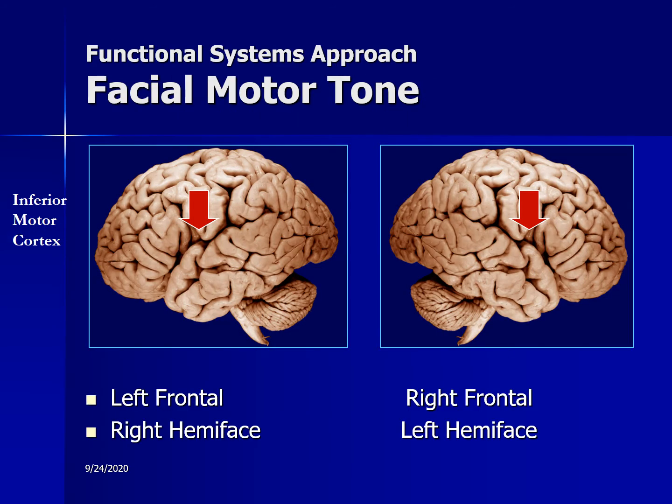Now let's move to facial motor control, and you'll remember the motor homunculus here. Your face is located down at the base of that homunculus. Above that's your right arm in this case, and your right leg. Left hemiface, left hand and arm, left leg. Okay?